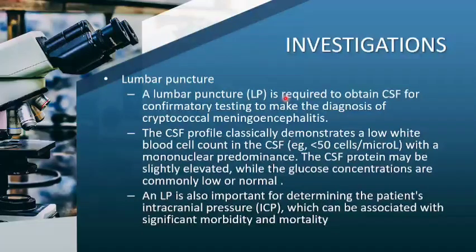So there is a lumbar puncture. That one is important, right? A lumbar puncture is required to obtain cerebrospinal fluid for confirmatory testing to make the diagnosis of cryptococcal meningitis. And the cerebrospinal fluid profile, okay, I will show you the sample. If someone has a fungal infection, what would the biochemistry show, right? For example, the cells could actually be below 50 cells per microliter with mononuclear predominance, and the proteins may be normal or slightly elevated, while glucose concentration is commonly low or normal.